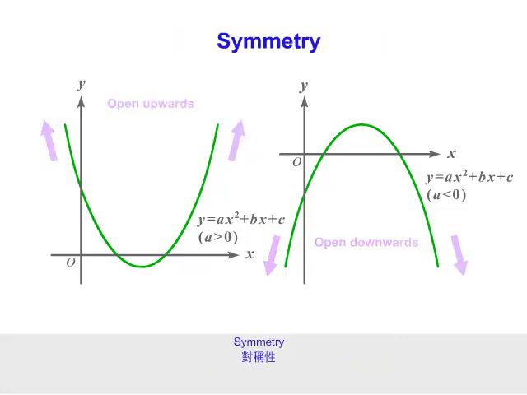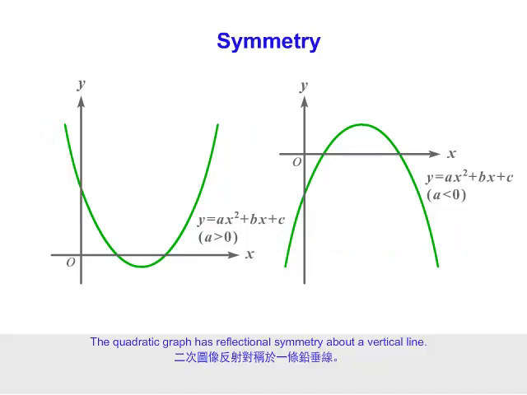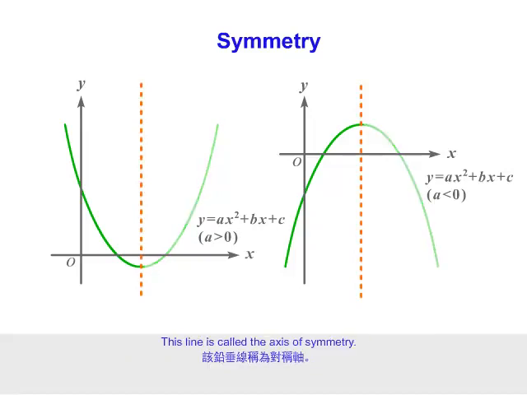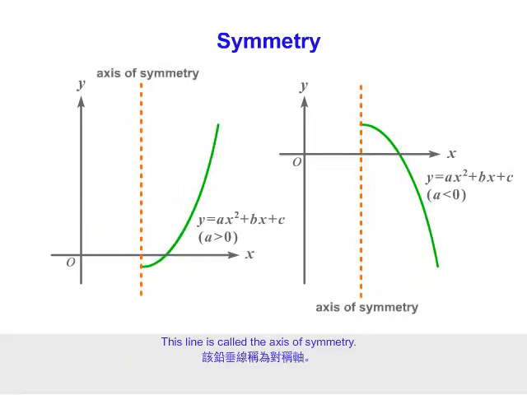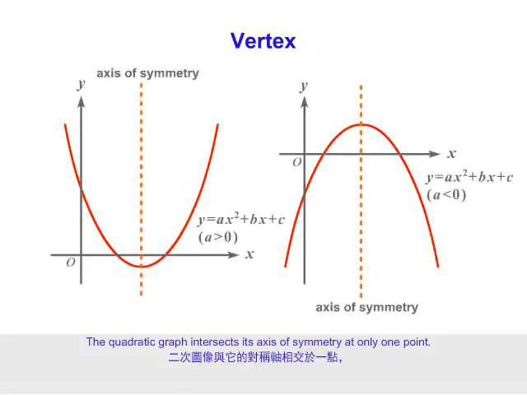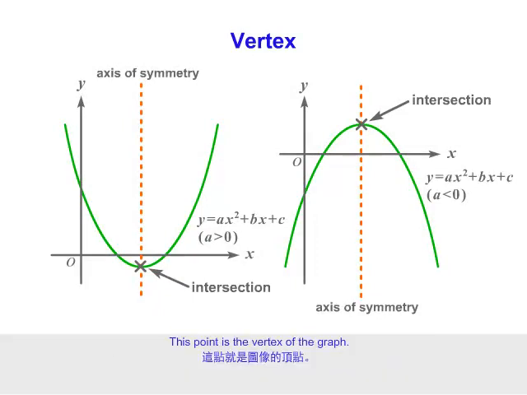Symmetry. The quadratic graph has reflectional symmetry about a vertical line. This line is called the axis of symmetry. Vertex. The quadratic graph intersects its axis of symmetry at only one point. This point is the vertex of the graph.